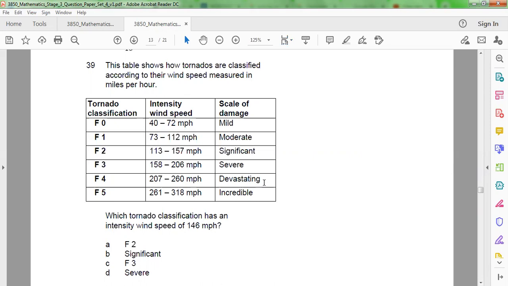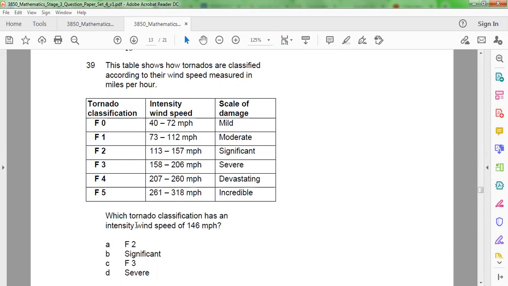So what is this saying? Tornado. This table shows how tornadoes are classified according to their wind speed measured in miles per hour. Likewise, hurricanes. So F0, this is the classification. For hurricanes, you'd have a tropical wave, the mild one. Then you have tropical depression, and you have tropical storm. Then you have hurricane category 1, hurricane category 2, etc.